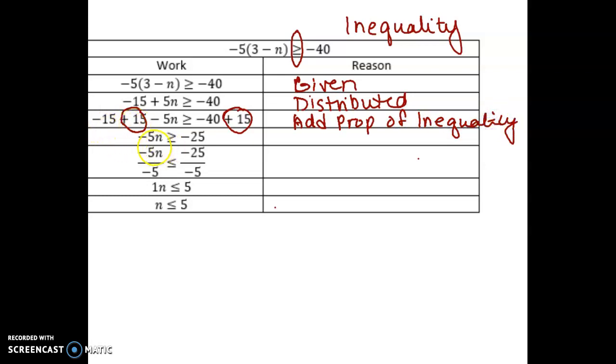Negative 15 plus 15, they're going to cancel out or go to 0. So that's the additive inverse. Okay. So there's a lot going on here. It really would have been 0 minus 5n, but then so we'll just say additive inverse and substitution.